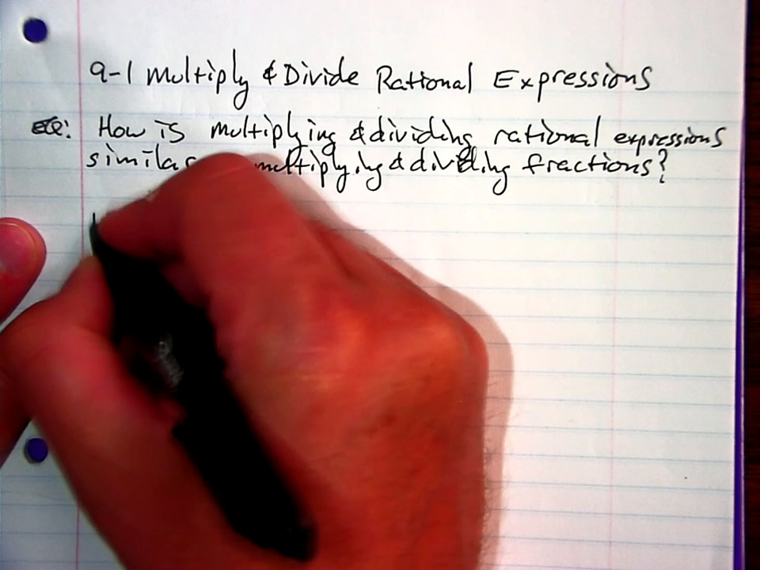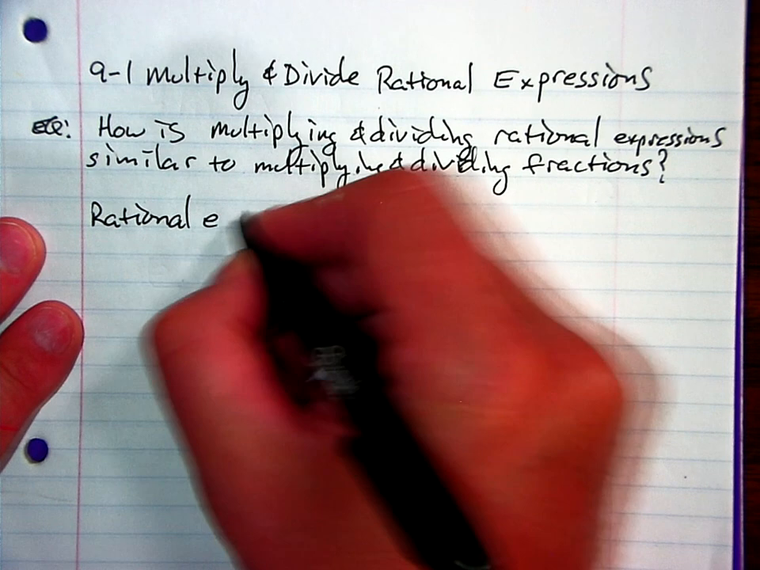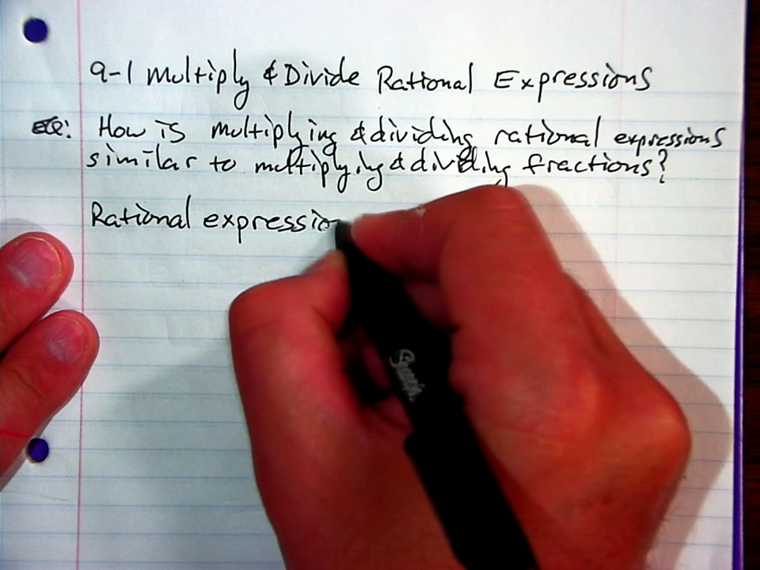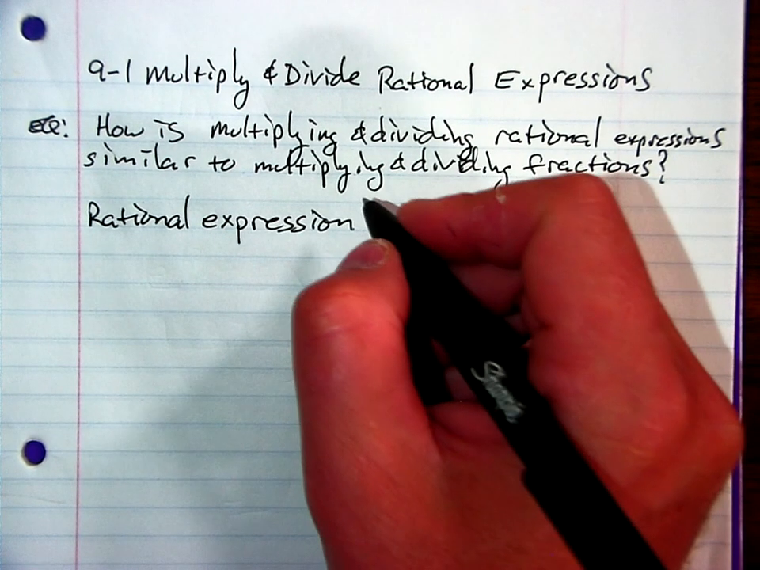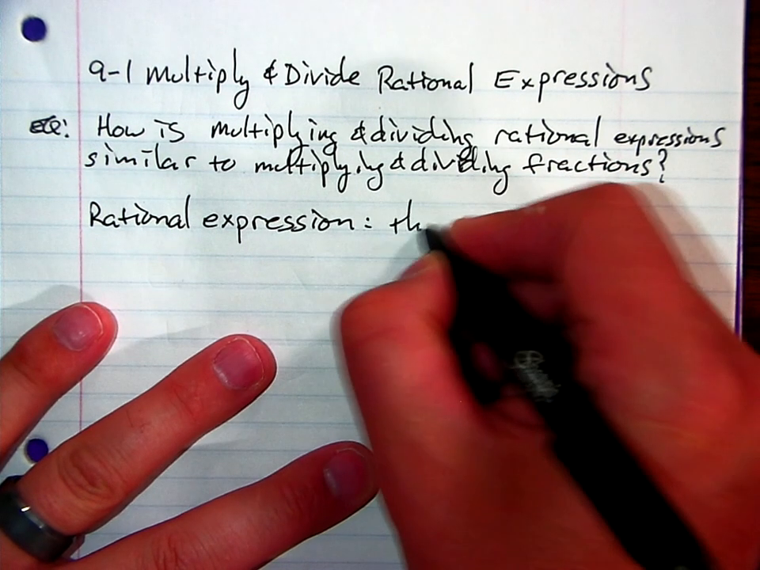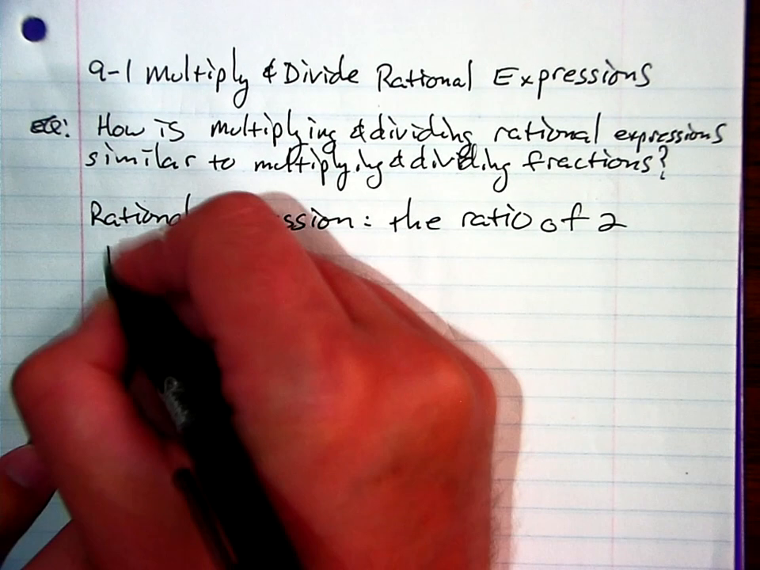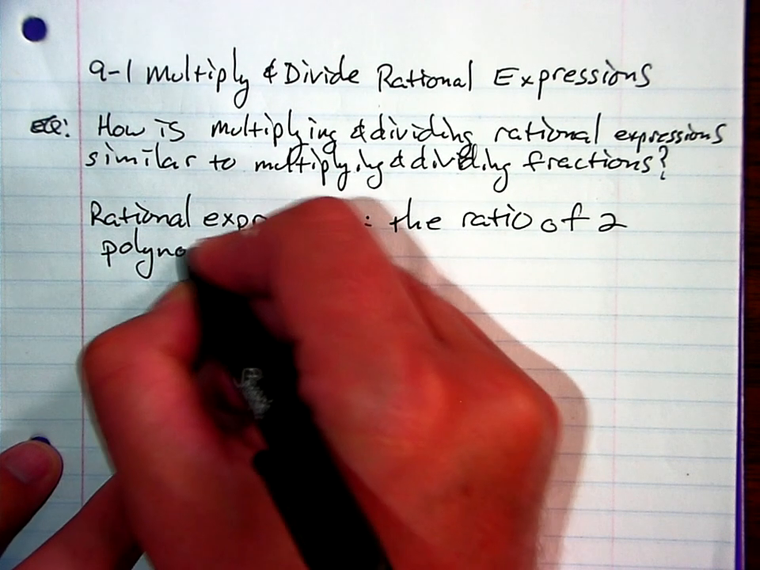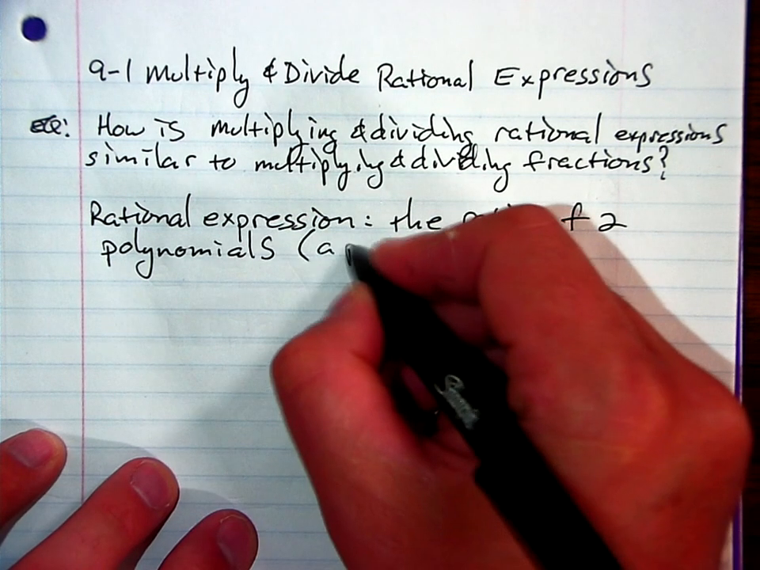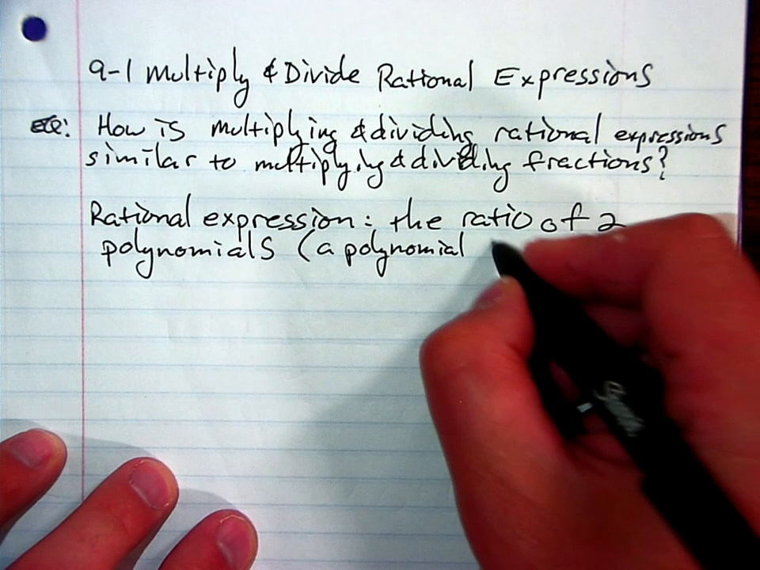All right, rational expression. What is a rational expression? Well, what does rational mean? What does ratio mean? Like against something. Not in math, it doesn't. It means fraction. Rational expression: the ratio of two polynomials, also known as a polynomial fraction.